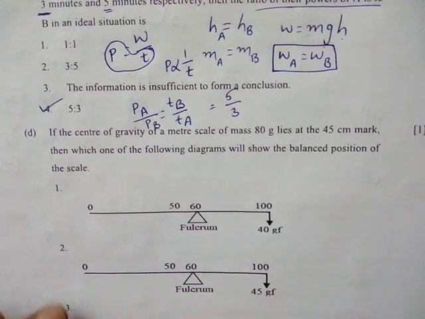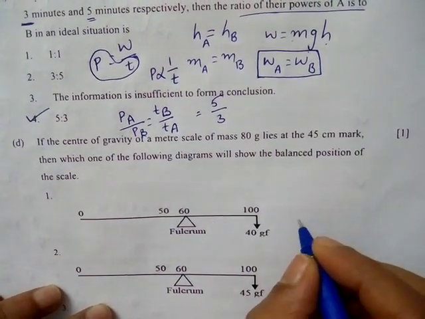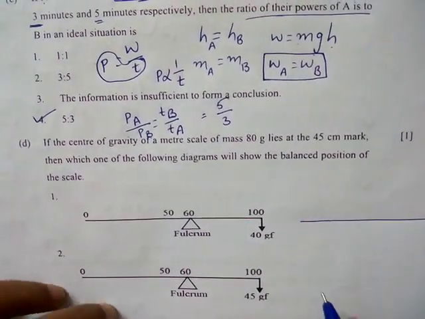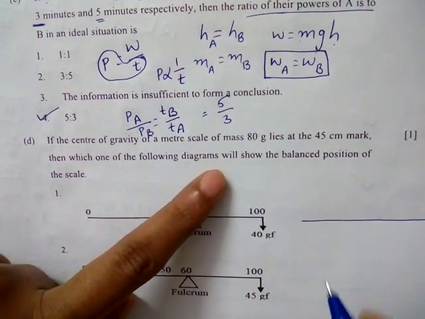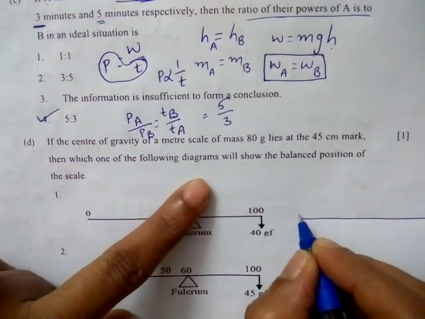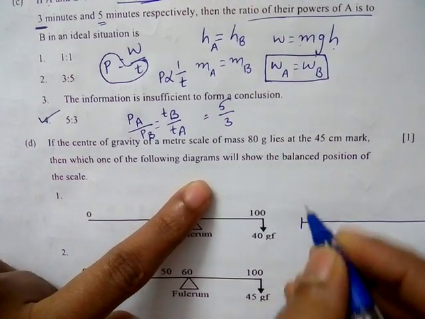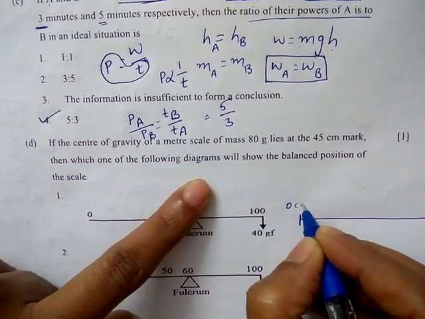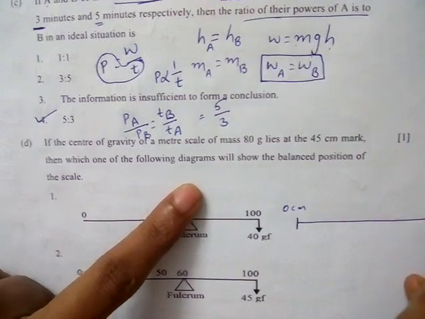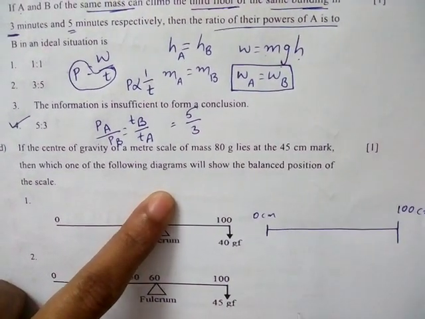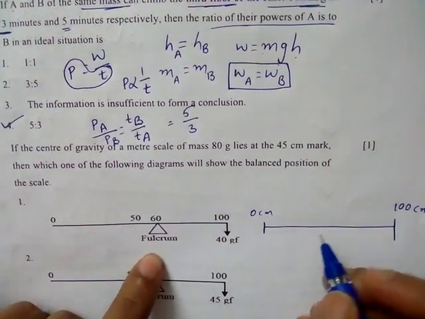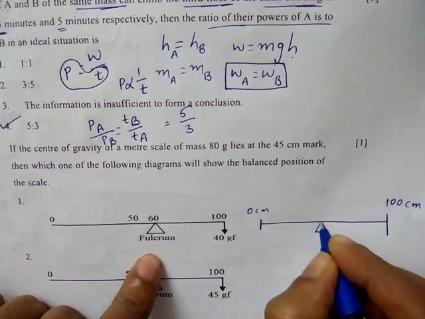First we will draw our own diagram. Now this is the scale. Center of gravity of a meter scale of mass 80 gram lies at the 45 centimeter mark. So meter scale means, you know, it starts from 0 centimeter to 100 centimeter, and the fulcrum is given at 60 centimeter.